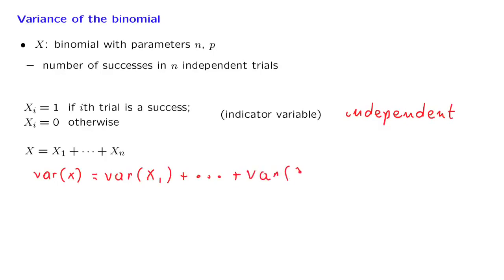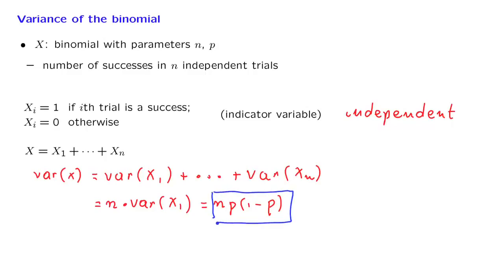Now, the x_i's all have the same distribution, so all these variances will be the same. It suffices to consider one of them. Now, x_1 is a Bernoulli random variable with parameter p. We know what its variance is. It is p times 1 minus p. And therefore, this is the formula for the variance of a binomial random variable.